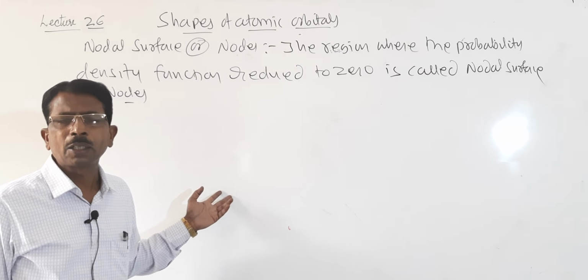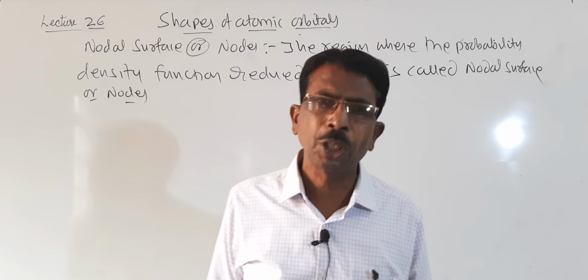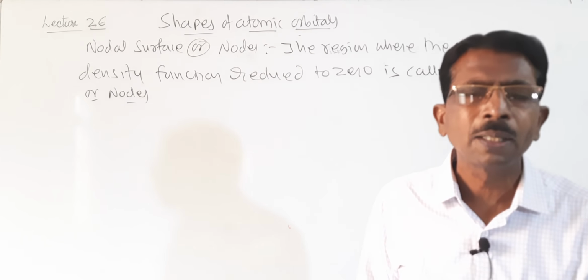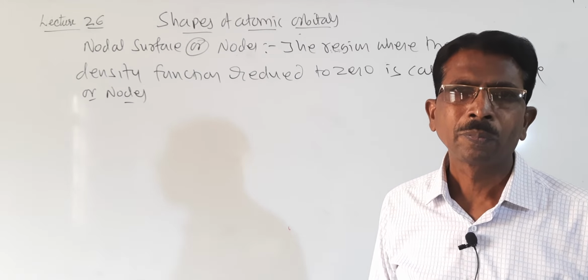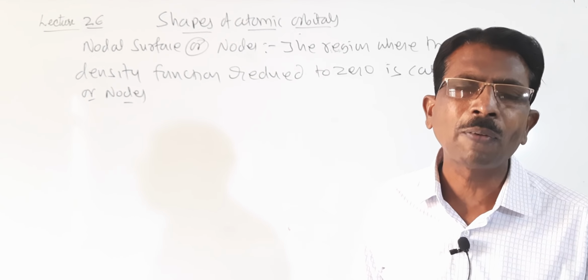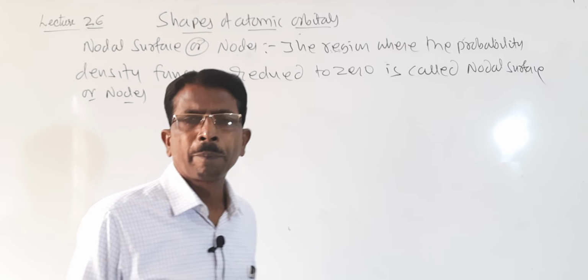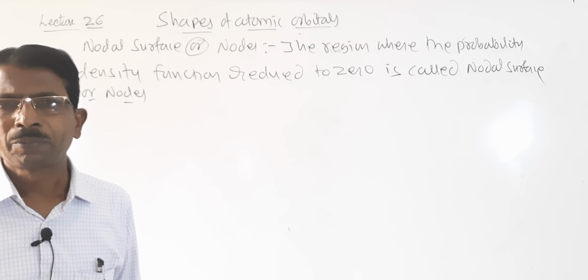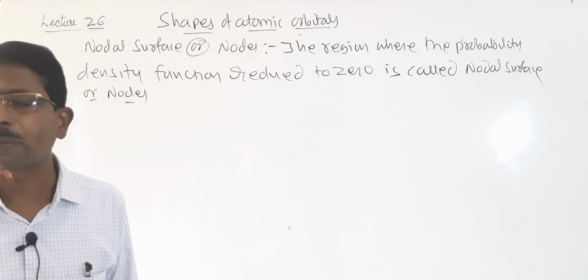The region where the probability of finding an electron is 0, where electrons are not found, is called a node or nodal surface.